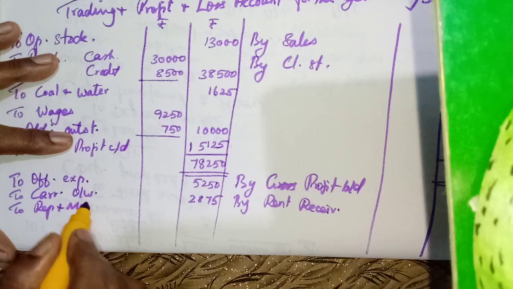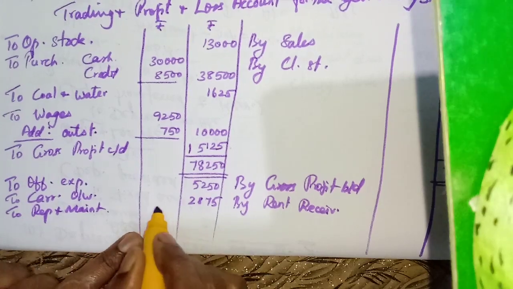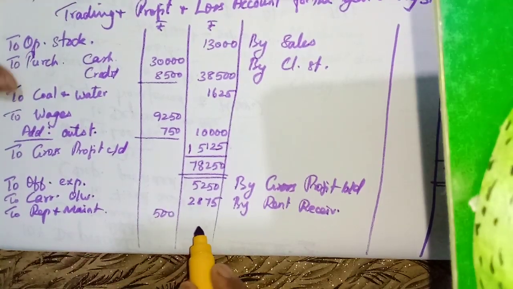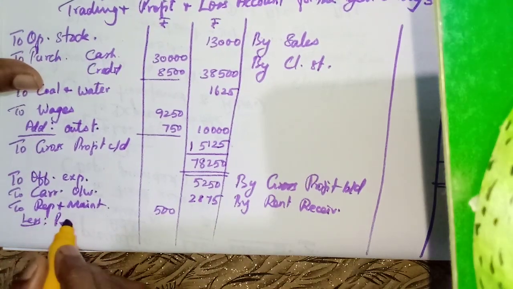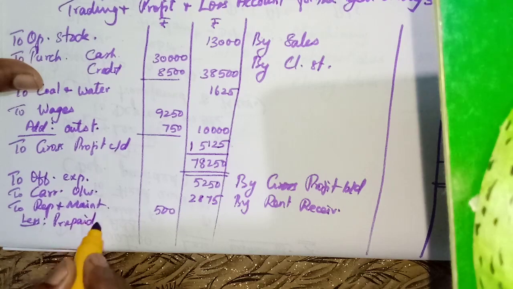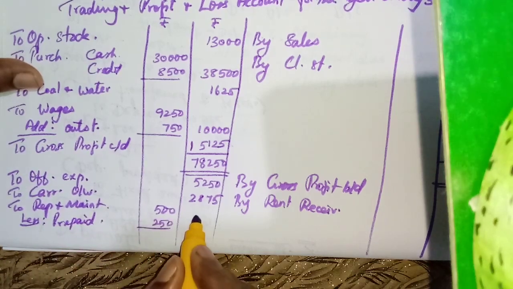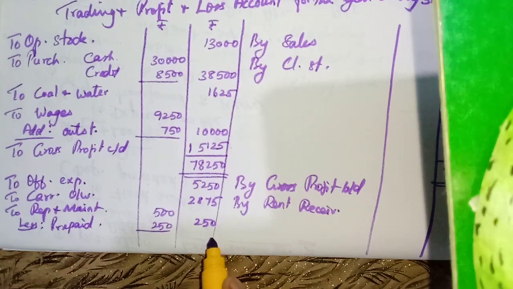Then repairs and maintenance. We have one adjustment, so we should write inside, isn't it? 500. Then half of repairs paid is for the next year, so less prepaid, next year's we need to deduct. Half means 250, so the remaining 250. Then wages already taken. Debtors, cash, capital, opening stock. Now come to the adjustment.